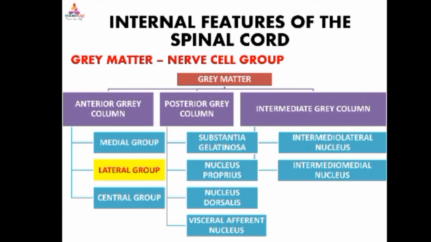Second is the lateral group. It is confined to the cervical and lumbosacral enlargements and supplies the limb muscles.